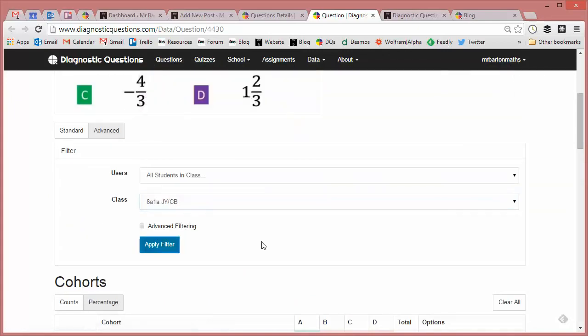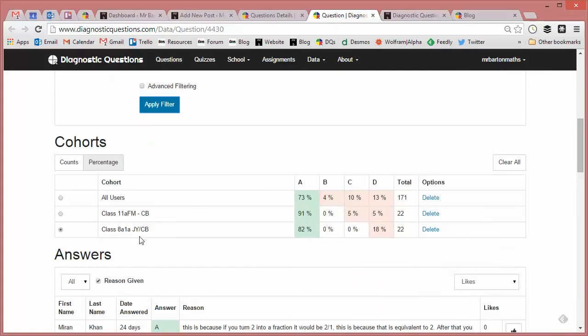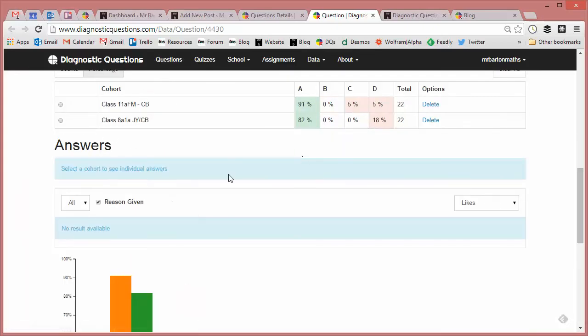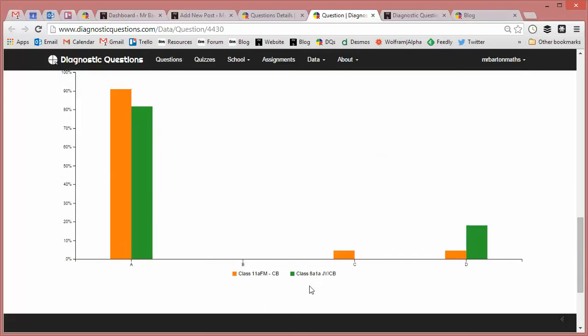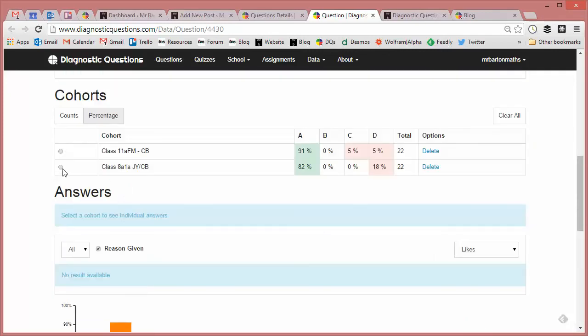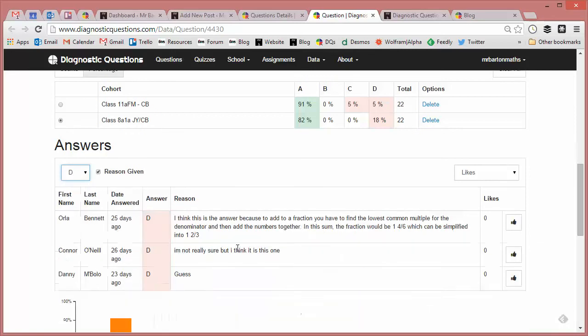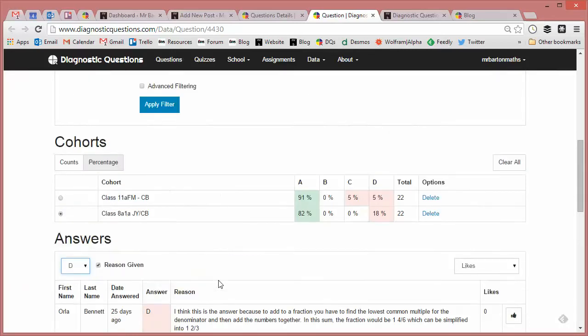But I also decided as a little experiment to set it to my Year 8 class as well. If we apply the filter there, we get my, and what I'm going to do is I'm actually going to take that cohort and just delete it. So now I've got my Year 11 class versus my Year 8 class. And I can see that, again, as I'd expect, my Year 11 class are outperforming my Year 8, but specifically I can see that the answer of D is much more prevalent in my Year 8 class. And once I identify that, that's when I need to delve in and start to try and figure out why is it my Year 8s are going for D, and I can start to read through some of their explanations to try and figure out why.